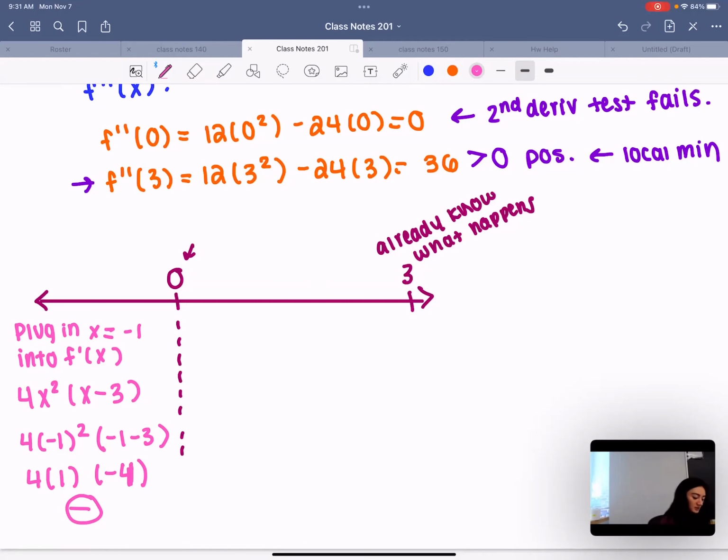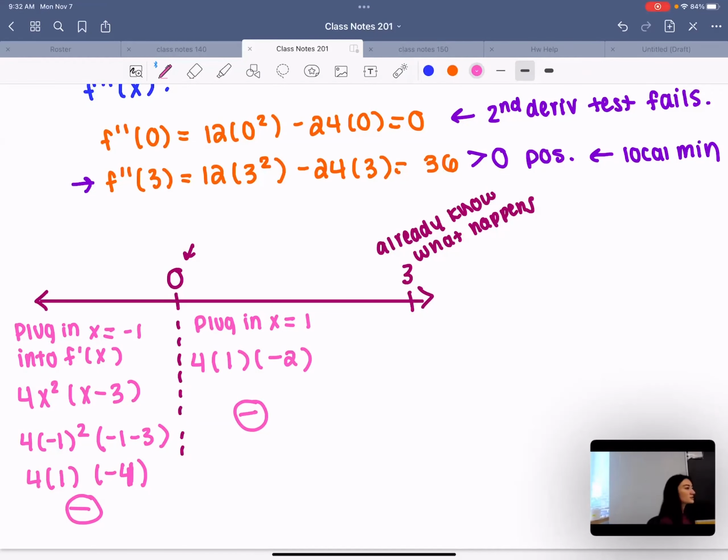All right, what's a good number between 0 and 3? 1, right? Plugging in 1 is a good idea. So I'm going to plug in x equals 1 into my first derivative, which is the 4x squared times x minus 3. That's 4 times 1 squared, which is 1, times 1 minus 3, which is -2. Is this going to be negative or positive? Negative, right? Okay. So before 0 looks like I'm decreasing. After 0 looks like I'm also decreasing.